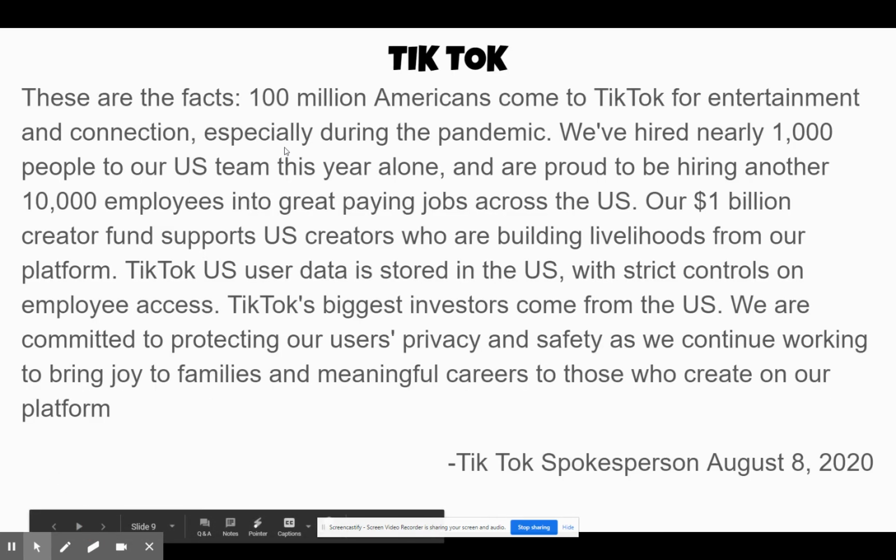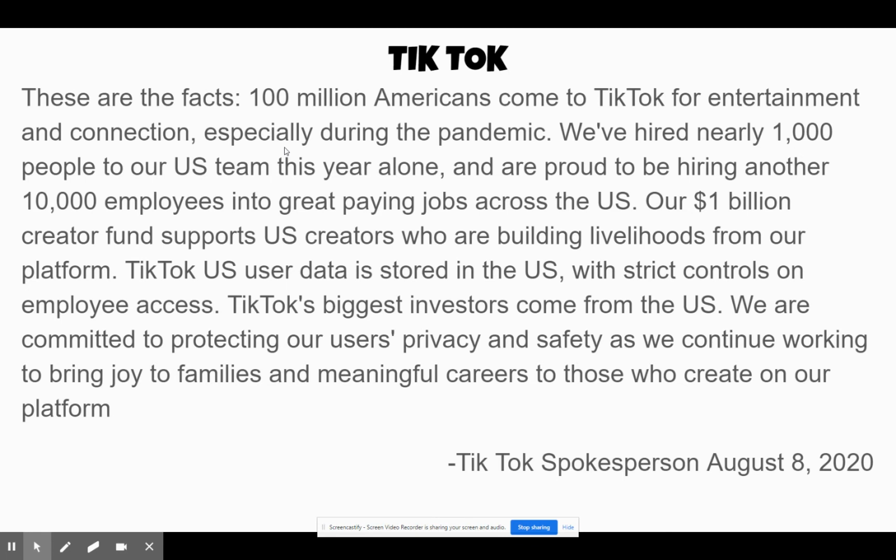Now, let's take TikTok. All right, so here I have a statement from a TikTok spokesman on August 8th, 2020. Let's take a look at what it says. These are the facts. 100 million Americans came to TikTok for entertainment and connection, especially during the pandemic. We've hired nearly 1,000 people to our U.S. team this year alone, and we are proud to be hiring another 10,000 employees into great paying jobs across the U.S. Our $1 billion Creator Fund supports U.S. creators who are building livelihoods from our platform.